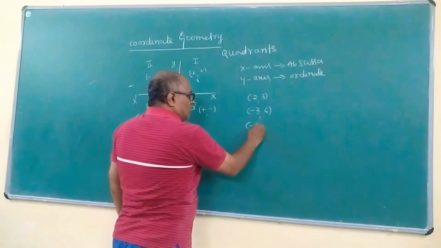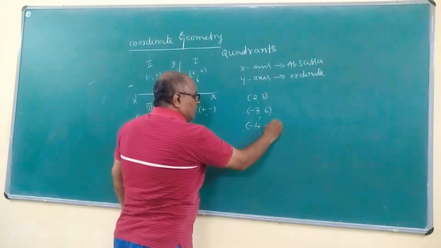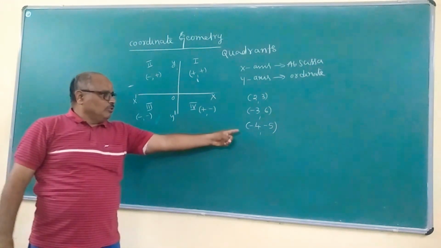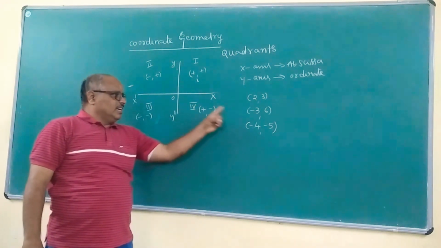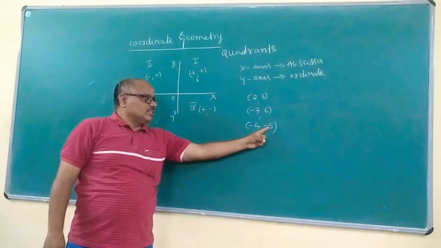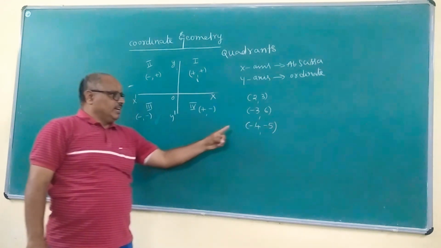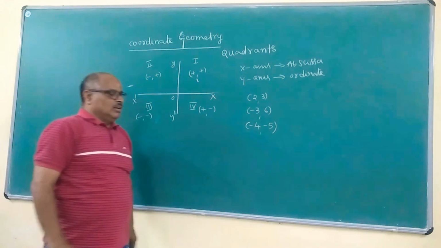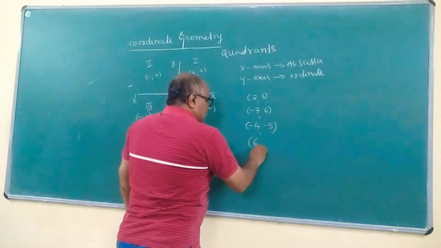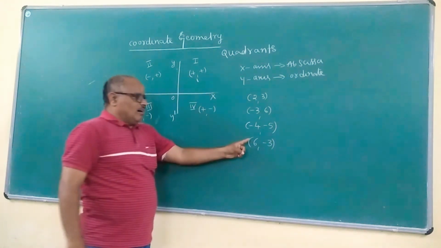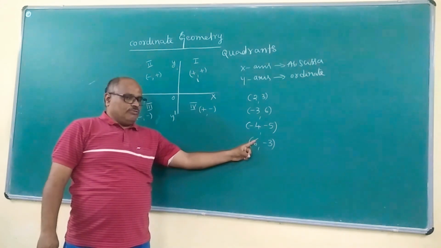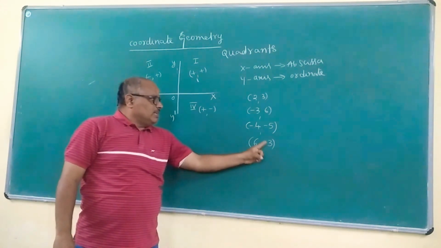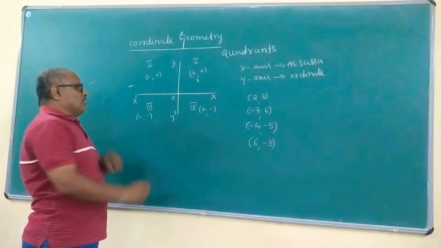(-3, 6): here abscissa is negative, ordinate is positive, therefore it lies in the second quadrant. In the third quadrant, both are negative, as you know well. Therefore (-4, -5) lies in the third quadrant, since abscissa and ordinate are both negative. (6, -3): here abscissa is positive, ordinate is negative, therefore it lies in the fourth quadrant.